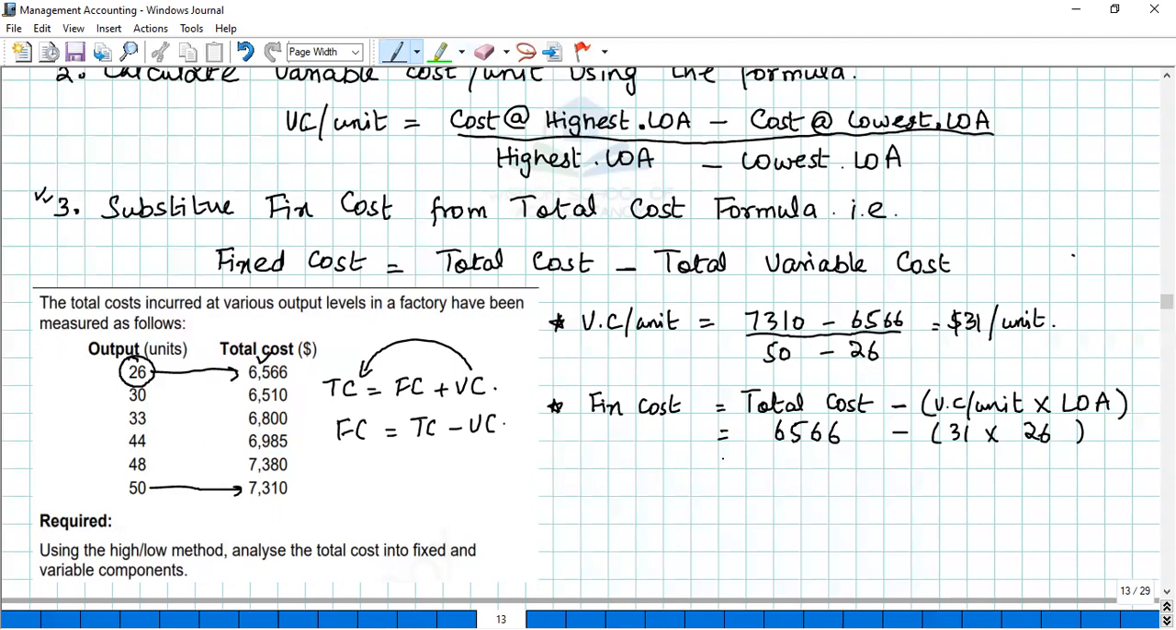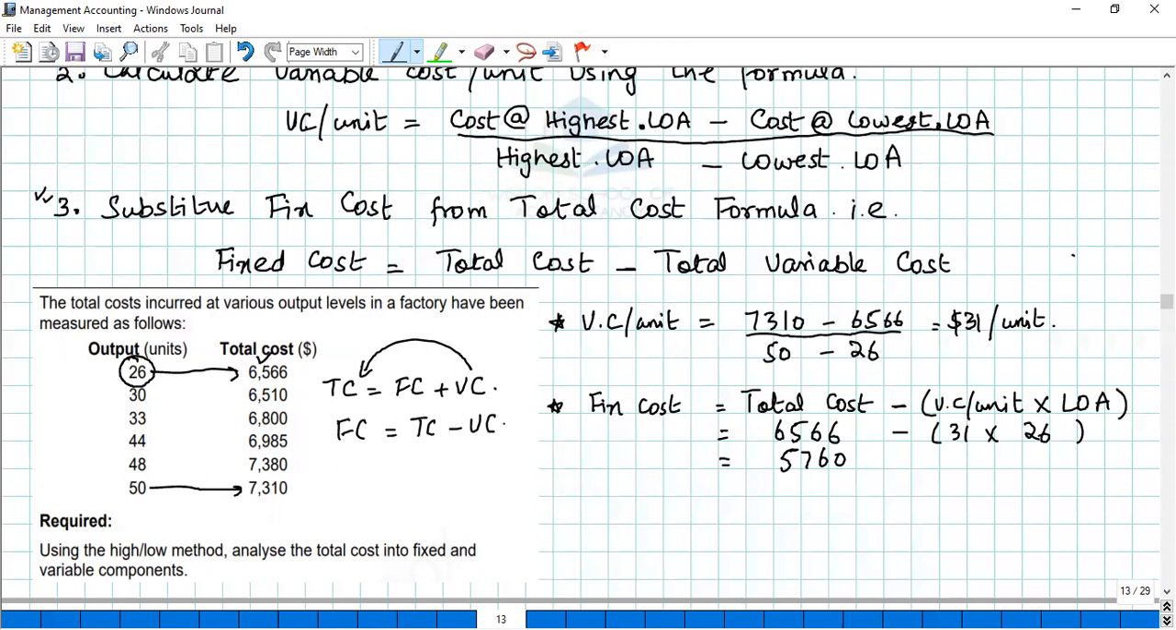Okay, so let's do that. 31 times 26, and so the fixed cost answer is 5760. So this is my fixed cost. Now you have identified the fixed cost and you have identified the variable cost per unit as well.